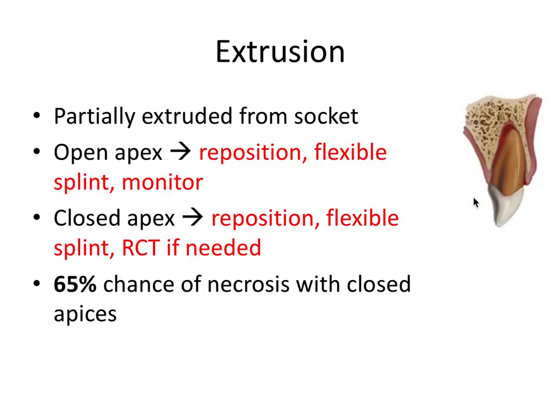Still, we would want to reposition it, place a flexible splint, and do root canal therapy if needed if that tooth becomes necrotic, because yikes, there's a 65% chance of necrosis with closed apices. So as you may notice, as I'm going through this presentation, the traumatic injuries are getting more and more serious with a worse and worse prognosis in terms of necrosis of that tooth.